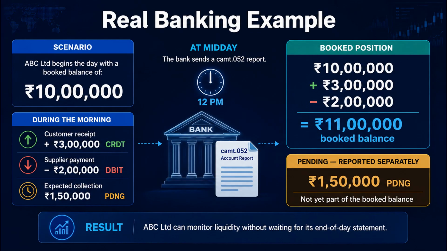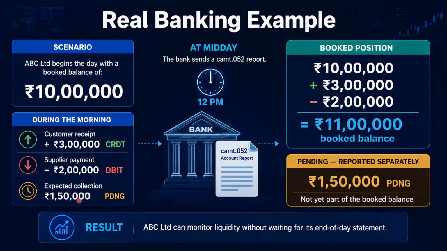Real banking example. Let's understand camt.052 with a simple example. ABC Limited begins the day with a booked balance of 10 lakh rupees. During the morning, it receives 3 lakh rupees from a customer. This is reported as a CRDT entry. It also makes a supplier payment of 2 lakh rupees. This is reported as a DBIT entry.